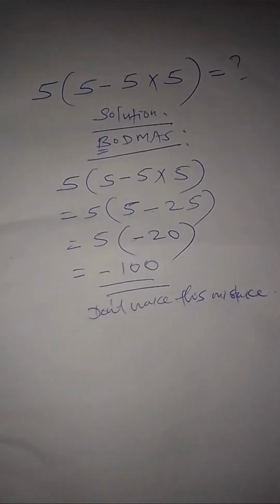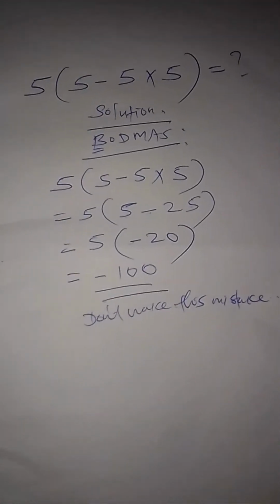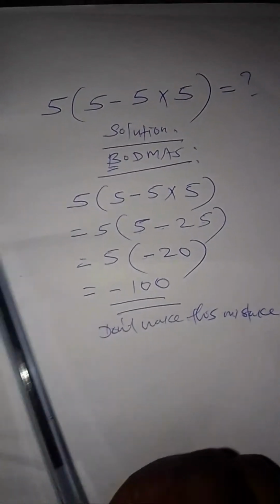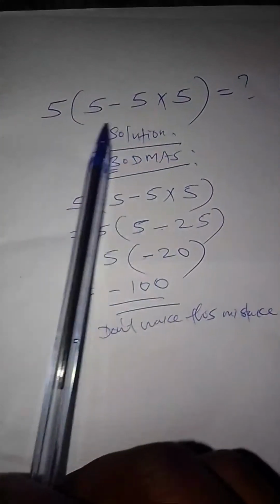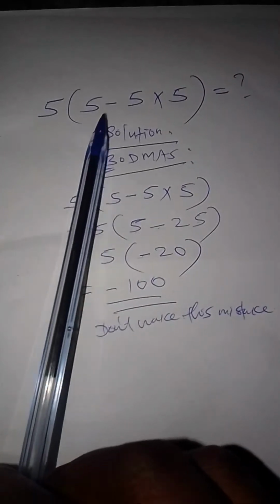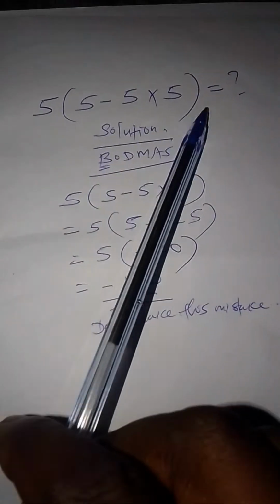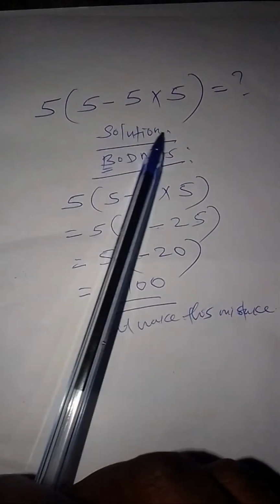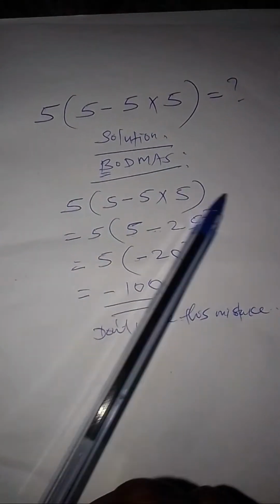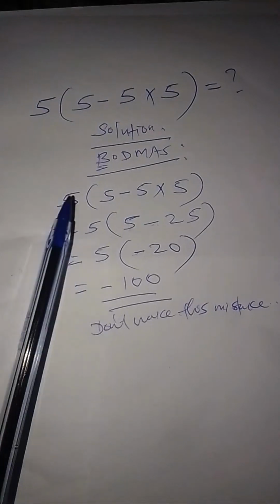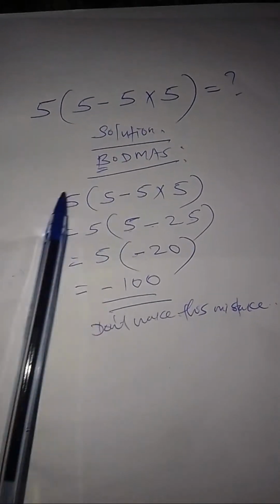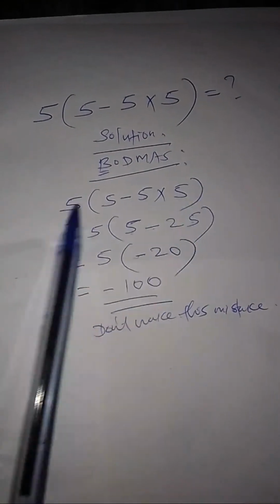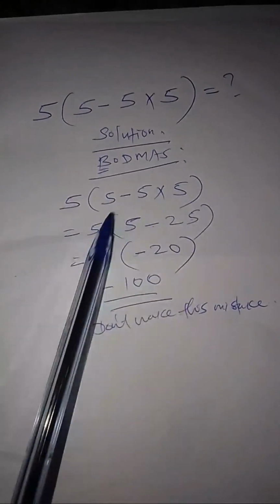Hello everyone. So this one was the question that was given to us. It was talking about 5 into bracket 5 minus 5 times 5. So the first area we are talking about solution, that is BODMAS. So we take 5 into bracket 5 minus 5 times 5. So this one is the solution.